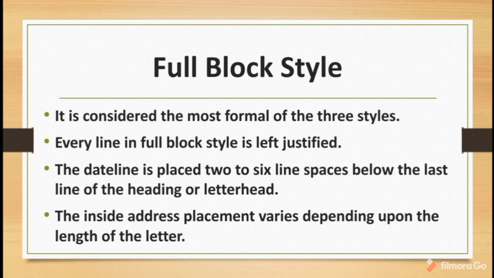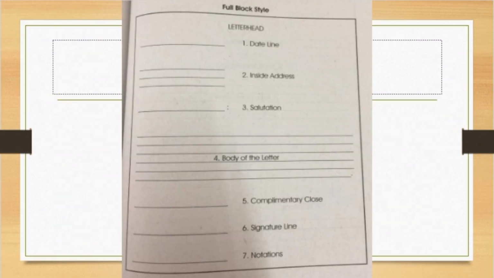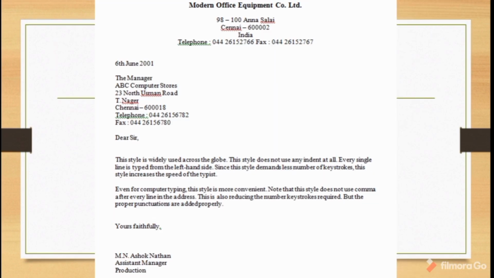The inside address placement varies depending upon the length of the letter. A common spacing is 4 line spaces below the date line. The salutation is placed 2 lines below the attention line, if an attention line is provided. The first line of the body is placed 2 lines below an attention line or 2 to 4 lines below the last inside address line. When using full block, paragraphs are single-spaced, with a double space between paragraphs. So here is the format of full block style, and here is the example of a letter in full block style.